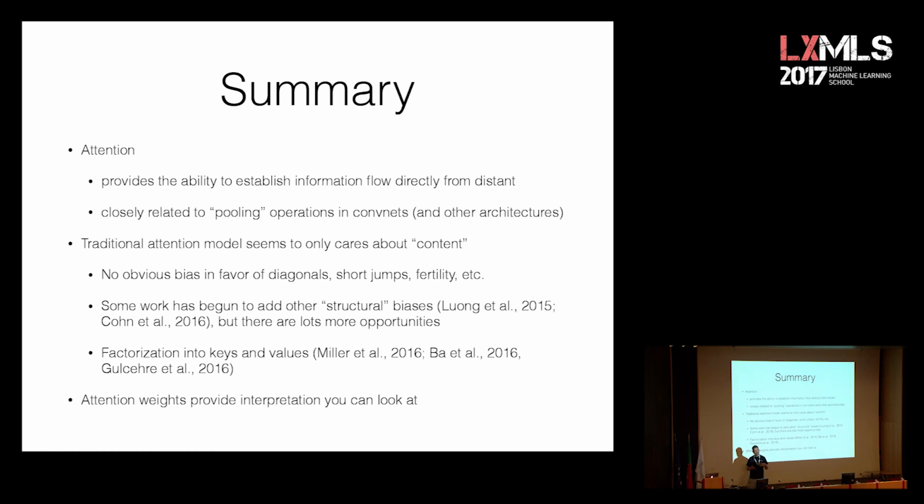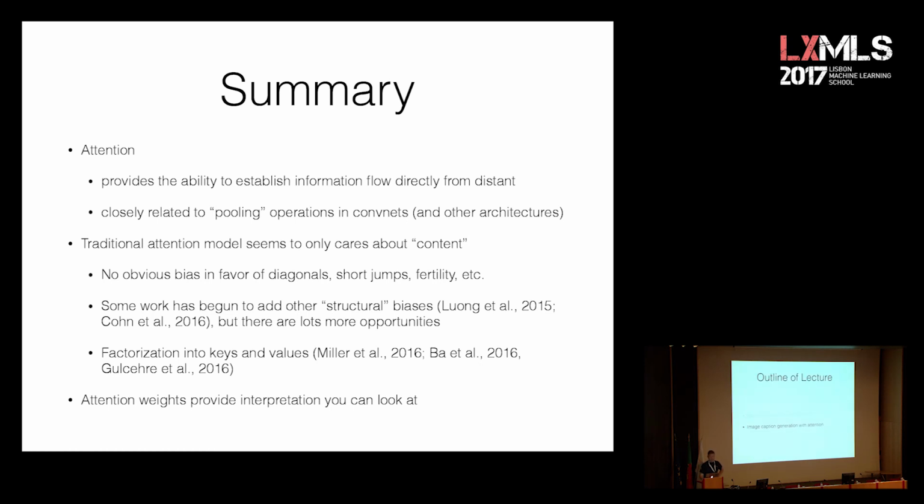There's something a little bit strange about it, where attention seems to just care about the content. There's no bias in favor of particular word orders, or of not attending to the same thing over and over again. The data has to determine everything about the attention. But often we know things about where information is likely to be encoded in the sentence, or whatever we're attending to, and maybe we'd like to build that in. There's a bunch of ongoing work. And finally, attention weights provide interpretations you can look at.